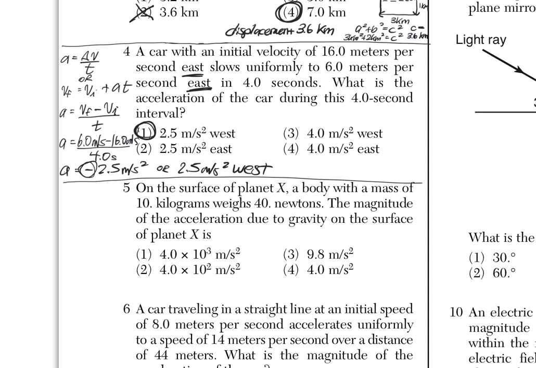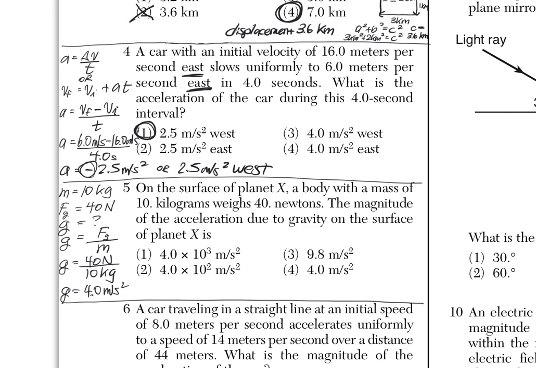And then number 5, we have the surface of planet X, a body with a mass of 10 kilograms weighs 40 newtons. What's the acceleration due to gravity on planet X? Let's look at the weight equation. Acceleration due to gravity is weight over mass. Weight is 40 newtons, mass is 10 kilograms. 40 divided by 10 is 4 meters per second squared. And so that is going to be choice 4.